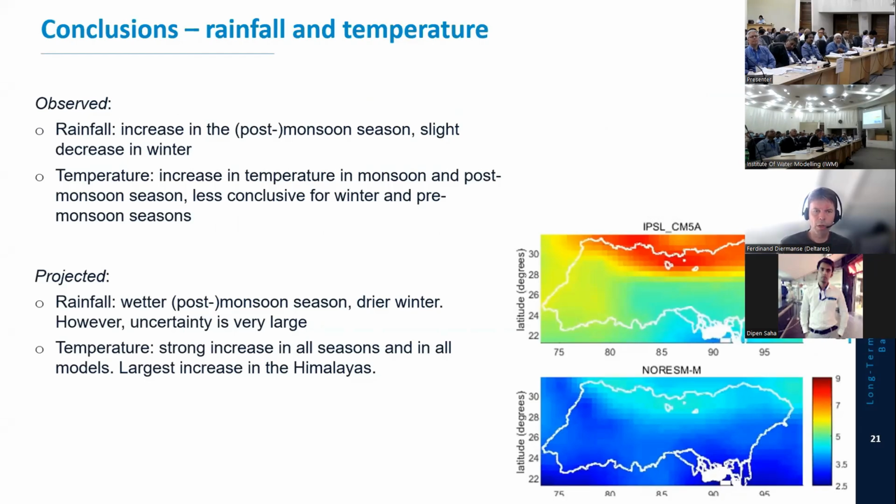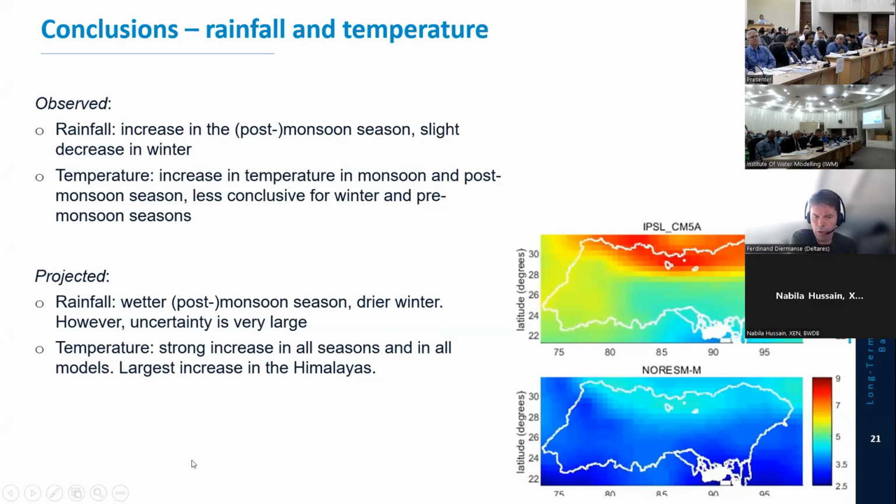So the main conclusions on rainfall and temperature. Looking at observed, there is some increase in the post-monsoon season and a slight decrease in the winter season. And for the temperature, there's a substantial increase in the monsoon and post-monsoon season, and the trend is less conclusive for the winter and the pre-monsoon season. When we look at projections, we see that for rainfall, slightly wetter post-monsoon seasons and slightly drier winters on average, but the uncertainty, as discussed before, is very large.